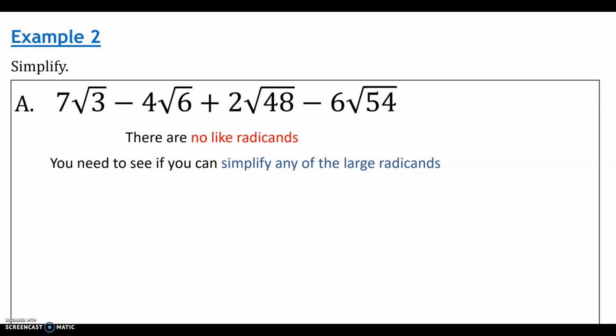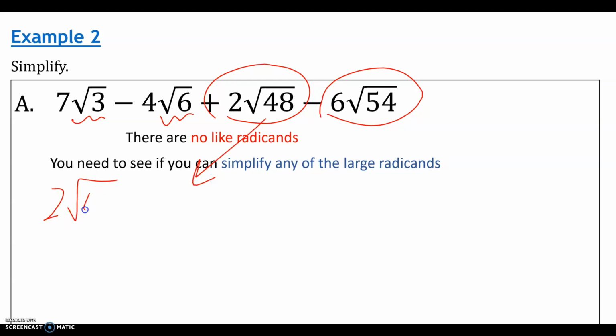And obviously the larger ones being, we're going to simplify this and simplify that because the radical of 3 and the radical of 6 are already down to lowest terms. So I'm going to make this sort of a separate problem. I'm going to bring this down here. So I got 2 radical 48. So let's break that down.